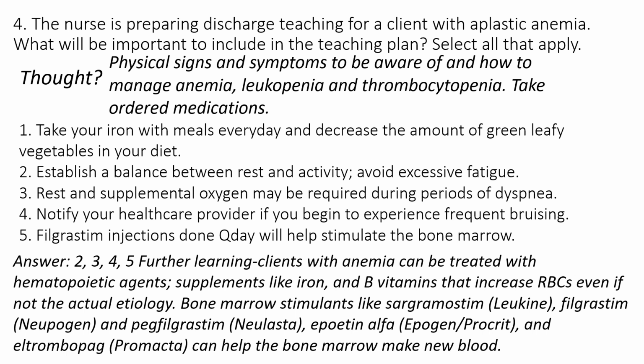And in the further learning, just some other considerations here. Clients with this type of anemia can also be treated with hematopoietic agents. That's just a fancy way of saying other supplements that build up the red blood cells, like iron, B vitamins, even if it's not the actual etiology. And then the medications, bone marrow stimulants, there's a bunch of them there. Sargramostim, filgrastim, they all kind of end in stim, except for the last 2, epoetin alpha. You might have seen that one as a building block for red blood cells in renal. Can be used here. And then you've got one more there. I'm not even going to try to pronounce that one. Any of those can help build bone marrow to make new blood.